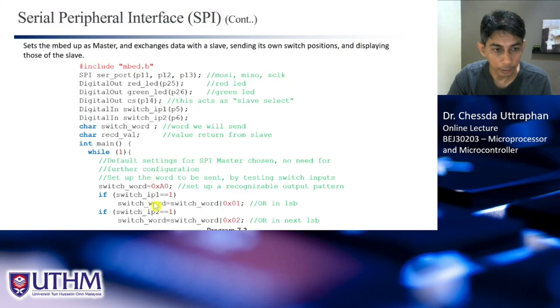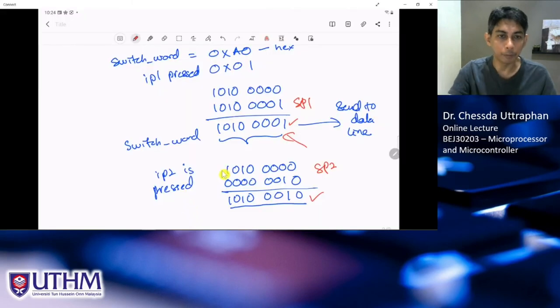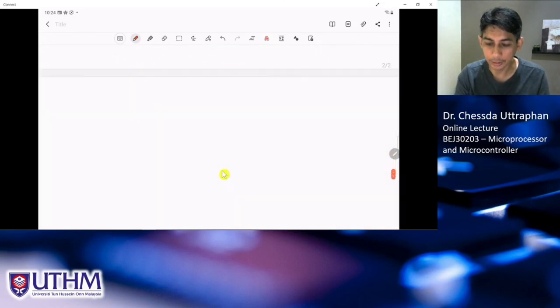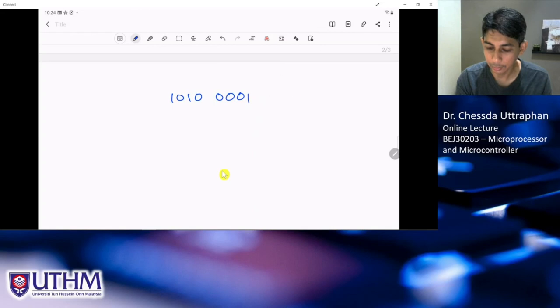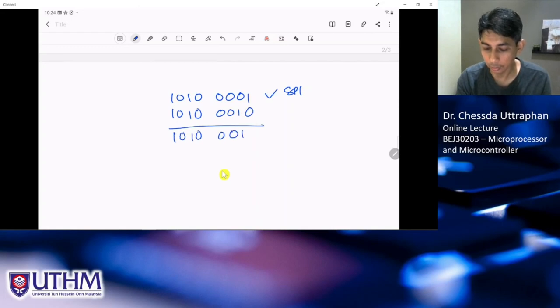Now what if we press both? Both are pressed means that this condition is also true, and this condition is also true. So if both are pressed, first we OR with 01, and then we OR again with 02. So if both are pressed, we have 1010 0011. This is when IP1 is pressed, and at the same time IP2 is also pressed. So you need to OR with this, and you will have this. So here it means that both IP1 and IP2 are pressed.